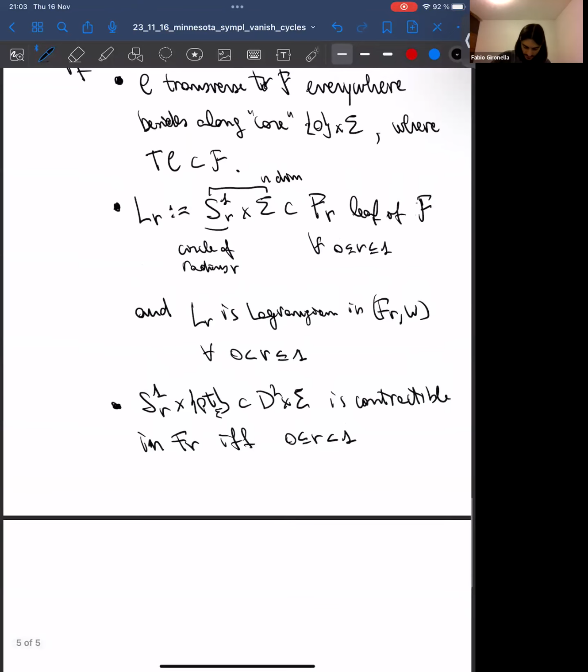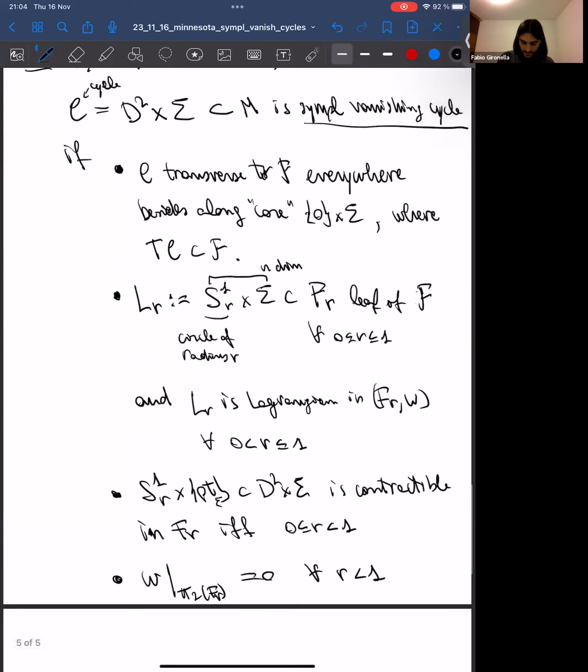Last condition, and then I'm going to comment on what all this means. We want omega to vanish on every sphere in the leaves F_R whenever R is smaller than 1. So we want all the leaves that intersect the vanishing cycle in the interior to be symplectically aspherical with respect to the omega that we have on the leaves.